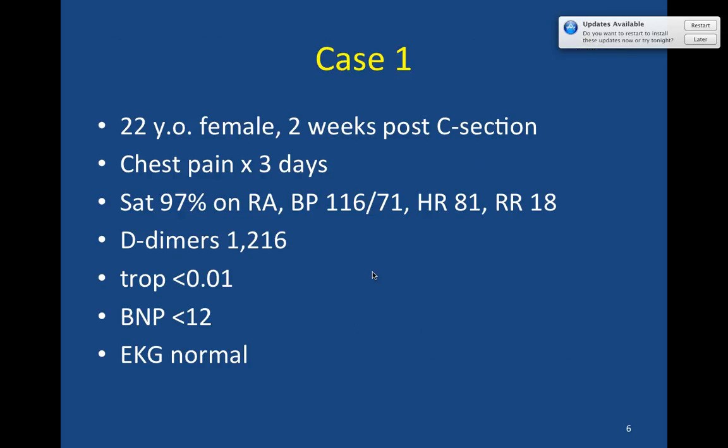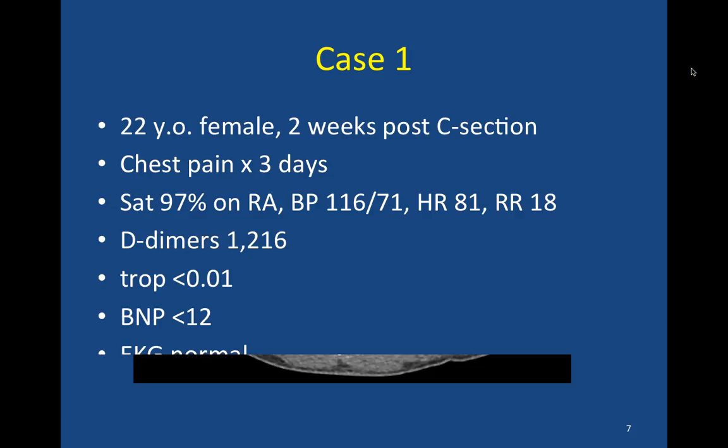Let me give an example of a case. This is a 22-year-old female who is status post C-section. She had chest pain for 3 days. If you look at her vitals, they look good. Good saturation, good blood pressure, good heart rate. The D-dimer is elevated, expected in patients with PE, but she has normal troponin and normal BNP, and the EKG was normal.